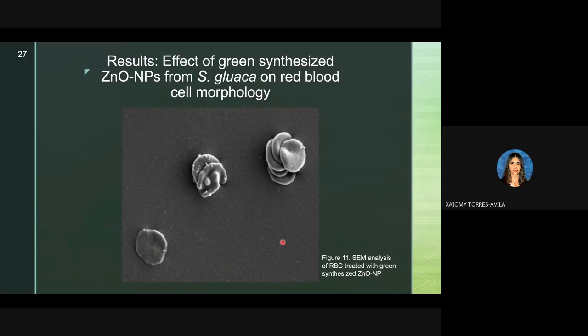Now we have the effect of green synthesized zinc oxide nanoparticles from S. glauca on red blood cell morphology. Here we have an image of erythrocytes that were exposed to green synthesized zinc oxide nanoparticles. The authors stated that there was no noticeable damage to the surface morphology. However, if we look at the red blood cells in the middle, we can see that they don't exactly have their signature crescent moon shape.